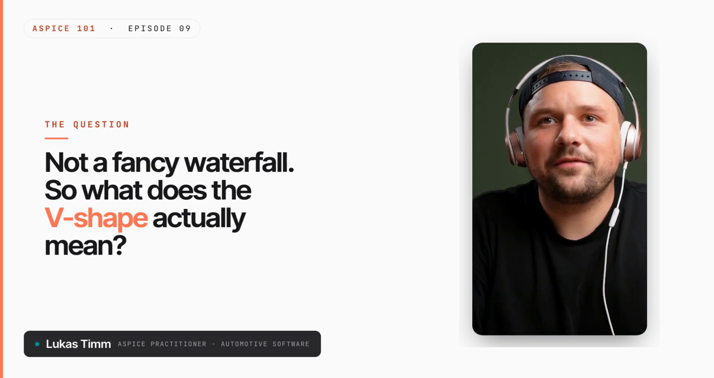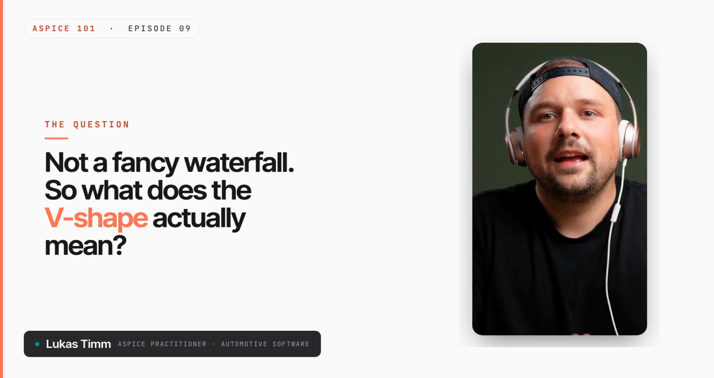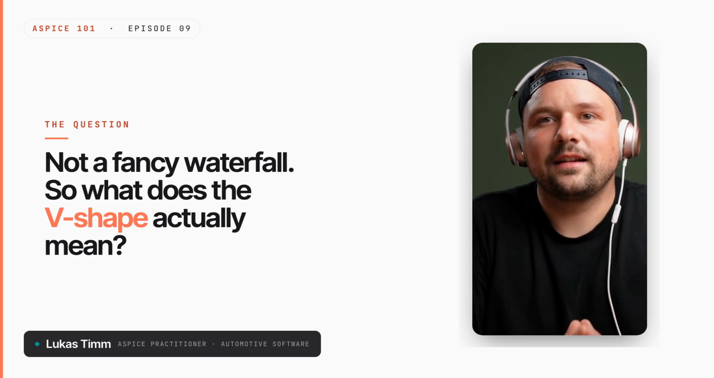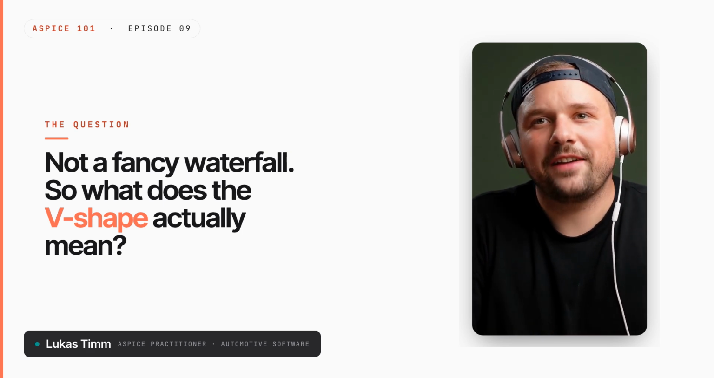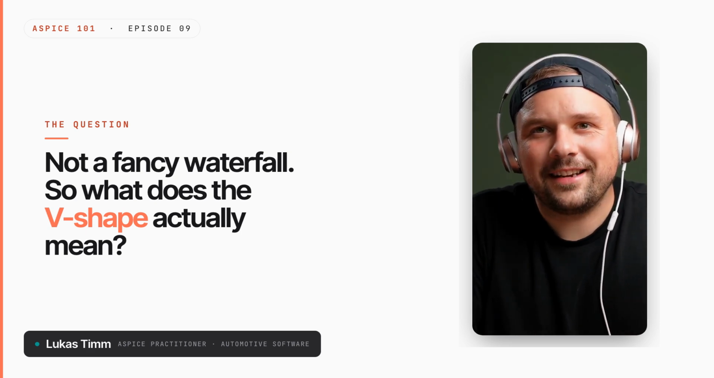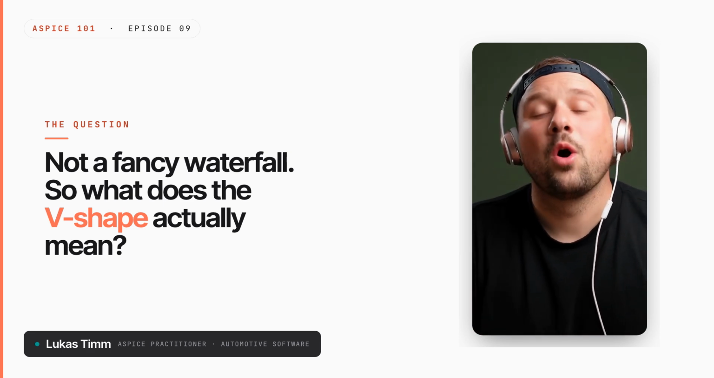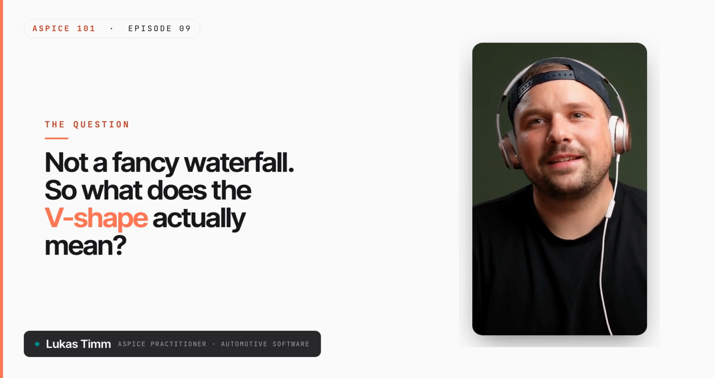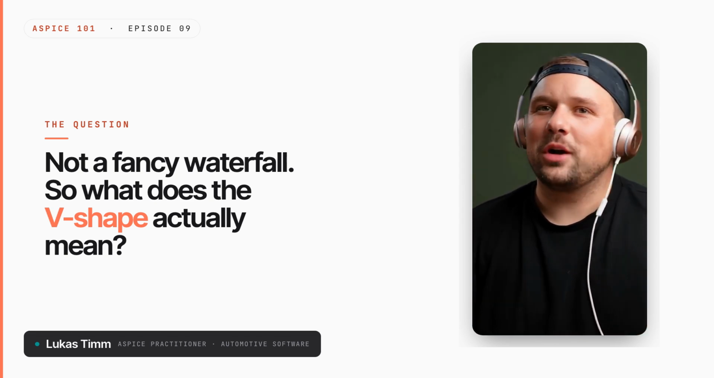The V model is everywhere in automotive software. It's on every process slide, every ASPICE training deck, every supplier contract. And yet most teams treating it as a fancy waterfall, two diagonal lines with boxes on each side, are missing the entire point. In the next 2 minutes: what the V shape actually represents, why it matters for your assessment, and what the letter hides about traceability.